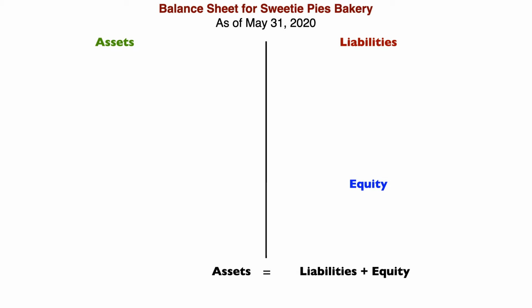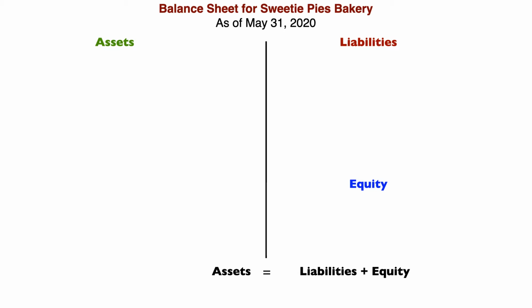You'll notice that there's a left side and a right side. On the left side, we have assets. On the right side are liabilities and equity. At the bottom of the page, you see what's called the accounting equation. This is where assets equals liabilities plus equity. Both sides have to be equal. They have to be in balance, hence the name balance sheet. So let's look at how it looks for Sarah's Sweetie Pie's Bakery.